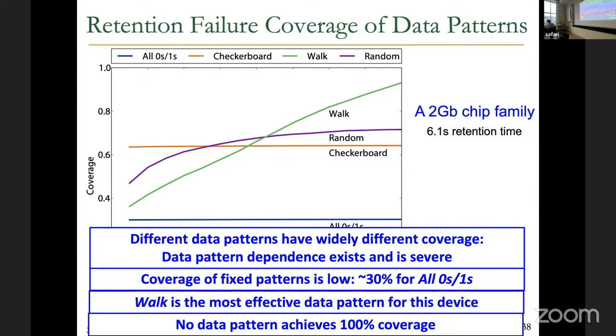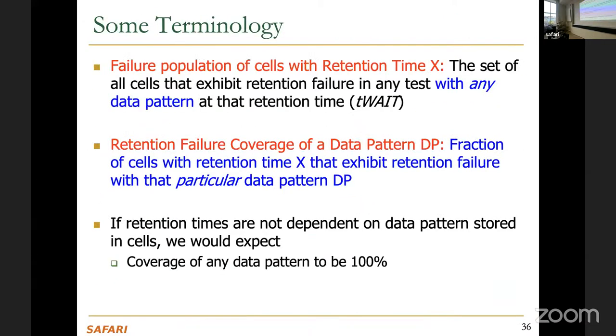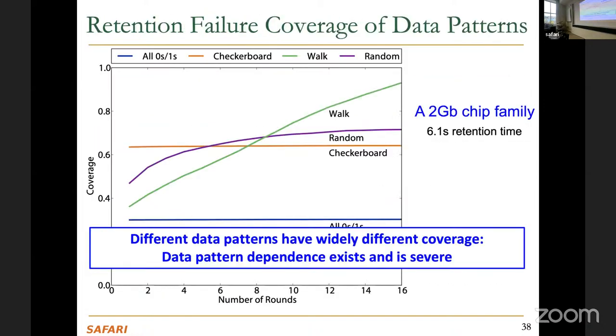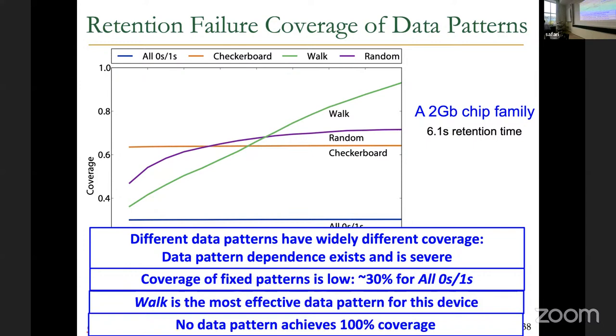Did you figure out what 100% is? Okay, let's go back to the definition. 100% is the failure population of cells with a retention time. It's the set of all cells that exhibit retention failure in any test with any data pattern for that given time, whatever we tested. It's not the ground truth because there's probably something else that we didn't test. If you want to really get the ground truth, you should test all possible data patterns, which is impossible to do in a lifetime. That's a lot of data patterns, a lot of combinations. We're talking about billions of cells in a chip. But that's a very good question.